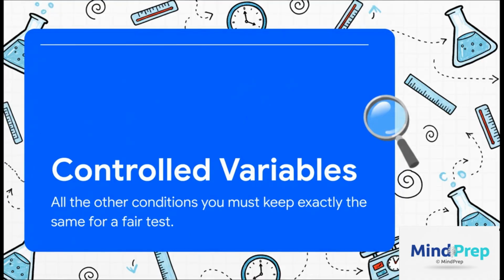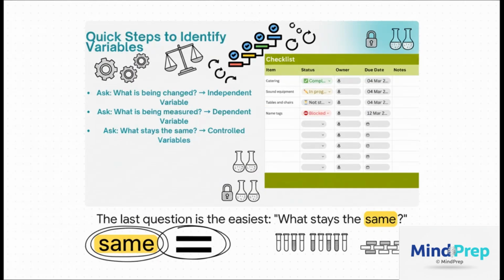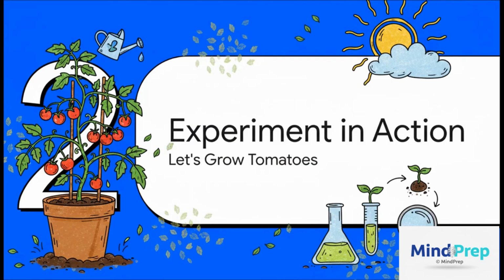And finally, we have the all-important supporting cast, the controlled variables. These are all the other things, all the other conditions that you have to keep exactly the same. And why? Because if you don't, your test just isn't fair, and honestly, your results are pretty much meaningless. And the question to find all of these? It's the easiest one of all. You just ask, what are all the things that have to stay the same to make sure this is a fair fight?